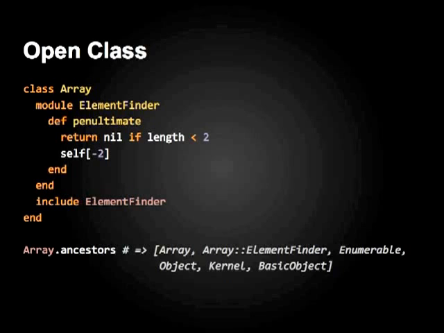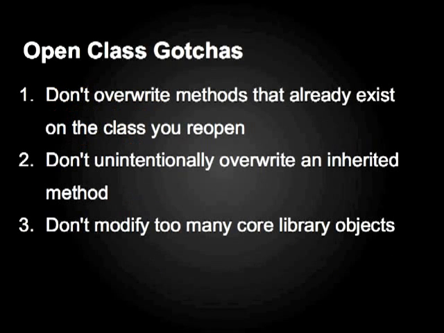One gotcha there, though. Let me get the gotchas. Don't overwrite methods that already exist on the class you reopen. You might think it would be a really good idea to intentionally overwrite something, but I would still recommend not doing this. In part, because if there's any documentation out there on the classes that you're reopening, now you've got a situation where your documentation and your implementation are actually two different things.